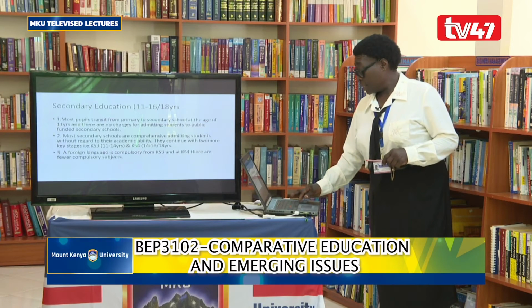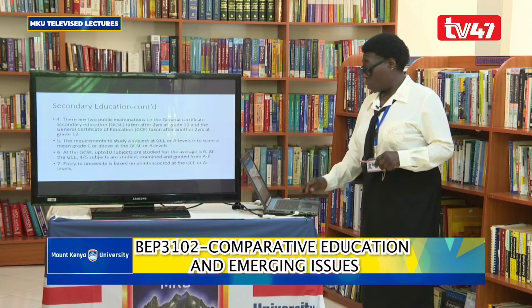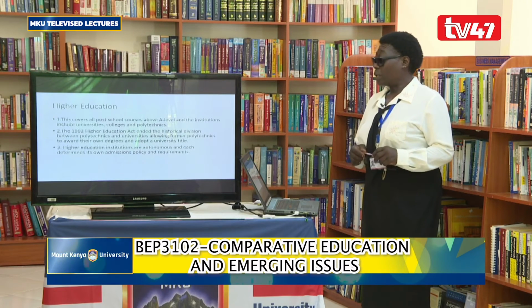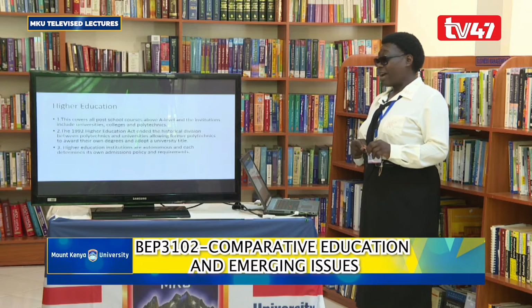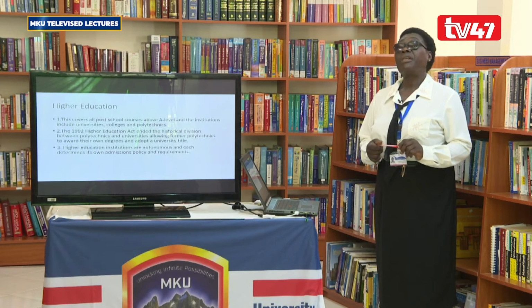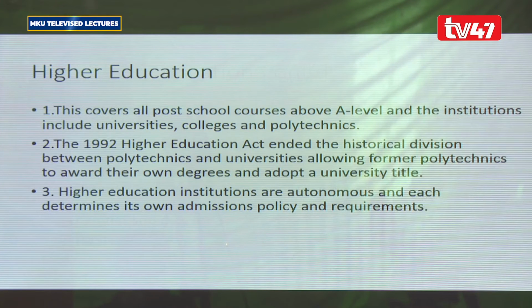Then we go to higher education. Higher education covers all courses above the advanced level. And the institutions include universities, colleges, and polytechnics. Then the 1982 Higher Education Act ended the historical division between polytechnics and universities and allowed former polytechnics to award their own degrees and adopt a university title.